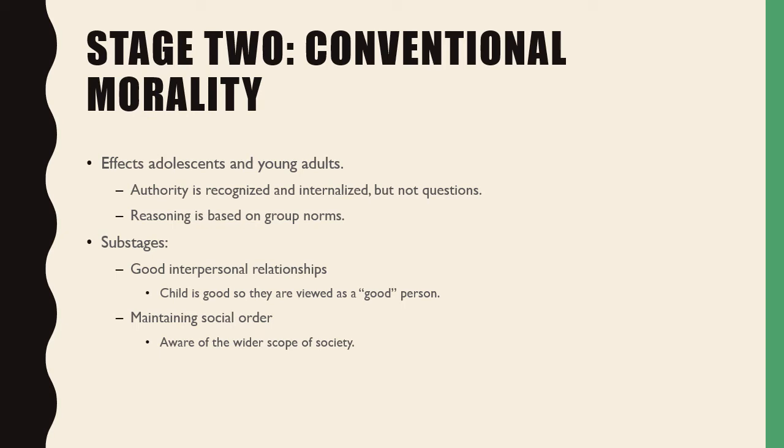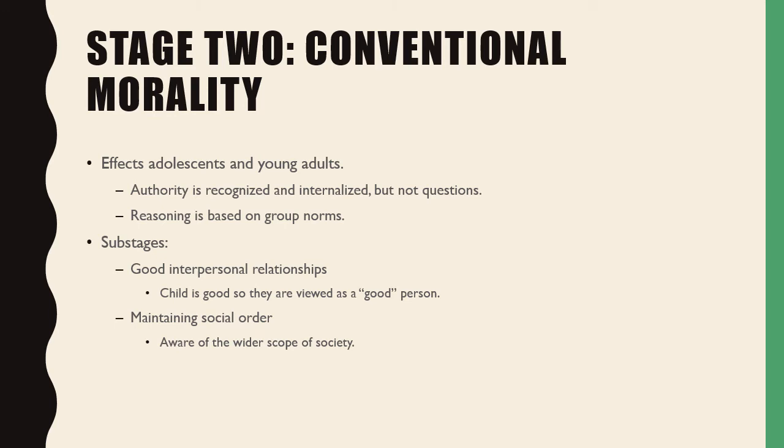The first one is good interpersonal relationships. In this situation, a child is good so that they are viewed as a good person. We often see this in middle school years when a student wants to please an adult so that they are viewed more as a good student. And then as they begin to get older, they recognize the maintaining of social order. So they become more aware of the wider scope of society.